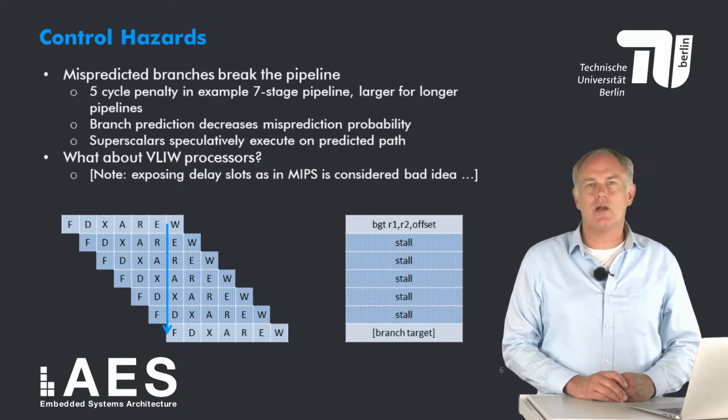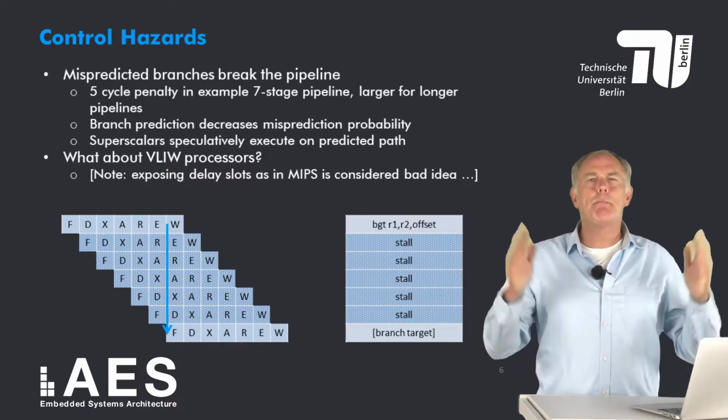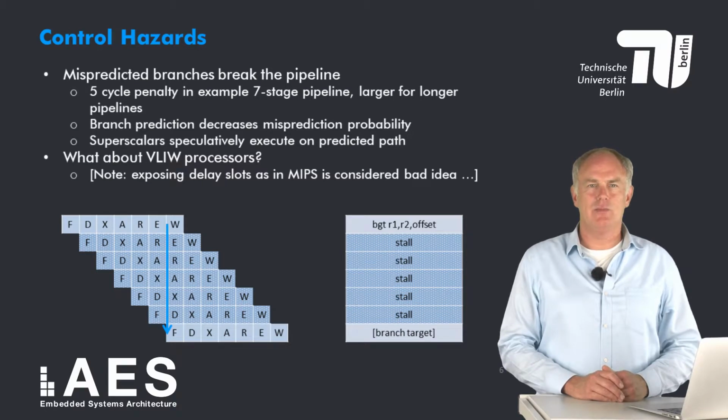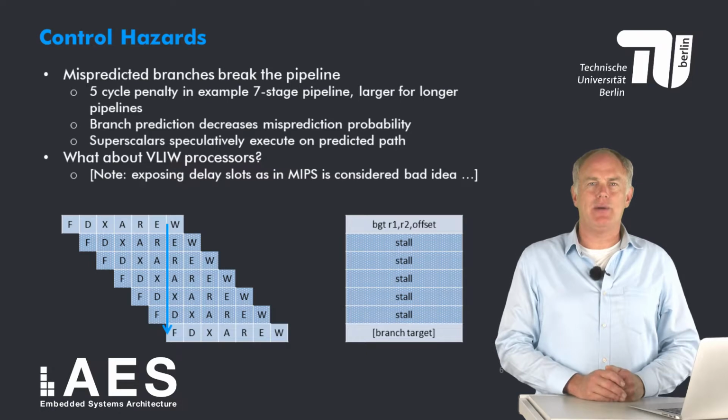So much about clustered VLIW. This brings us to the problem of control hazards. Branches are a big problem in VLIW. Why? Because mispredicted branches break the pipeline.